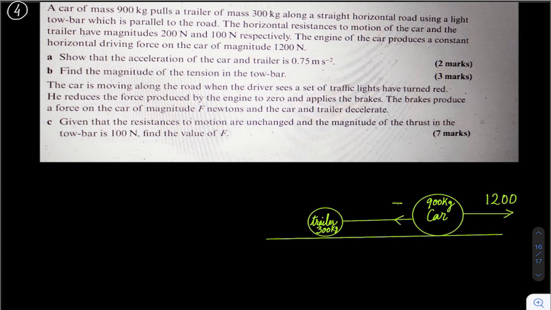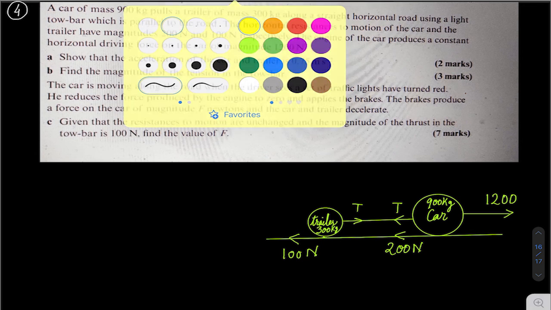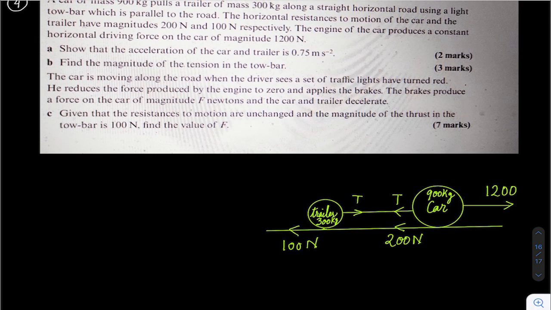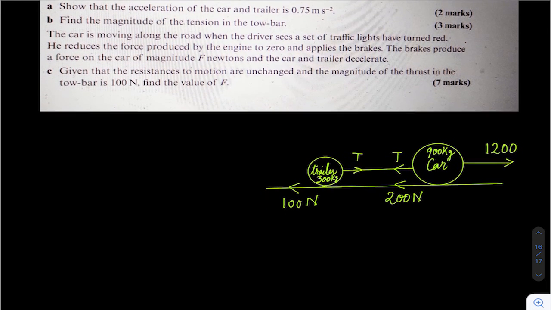So there will be a tension T here, there will be a tension T here. And now there is a resistance also. To the car, the resistance is 200 newtons, and to the trailer, the resistance is 100 newtons. So this is my diagram now. So first you should always make the diagram. So now everything is clear up till this point. So this is my diagram that's happening.